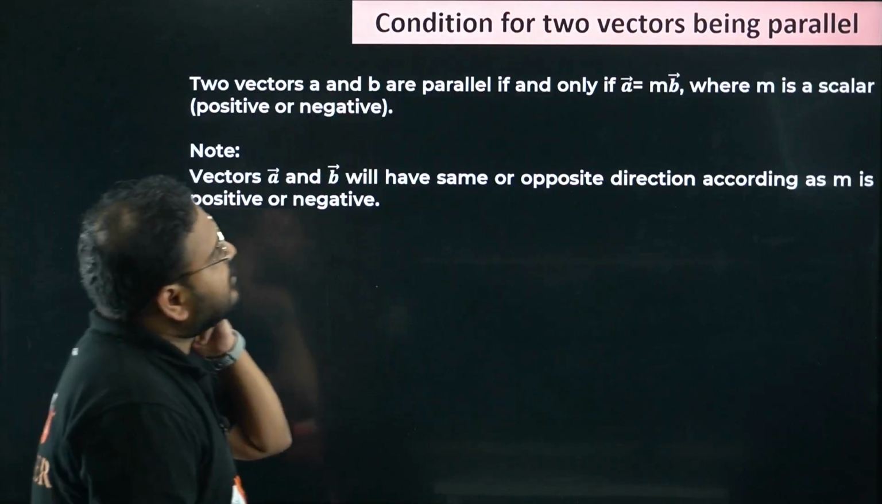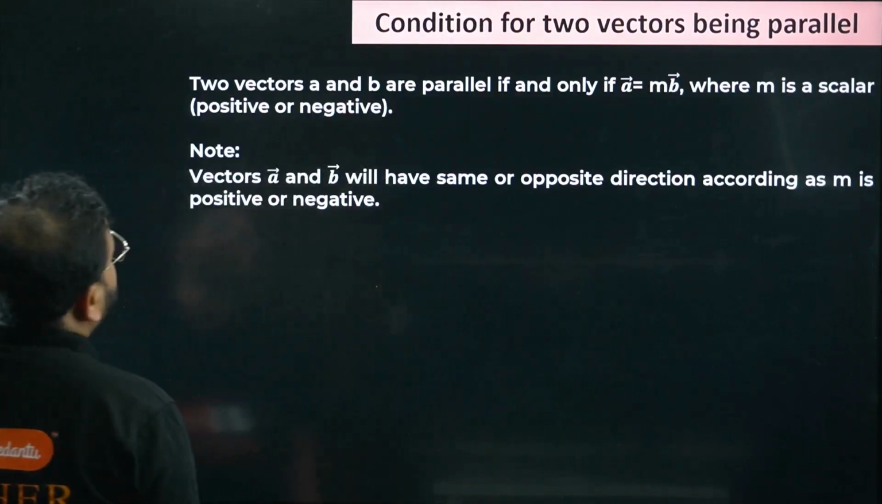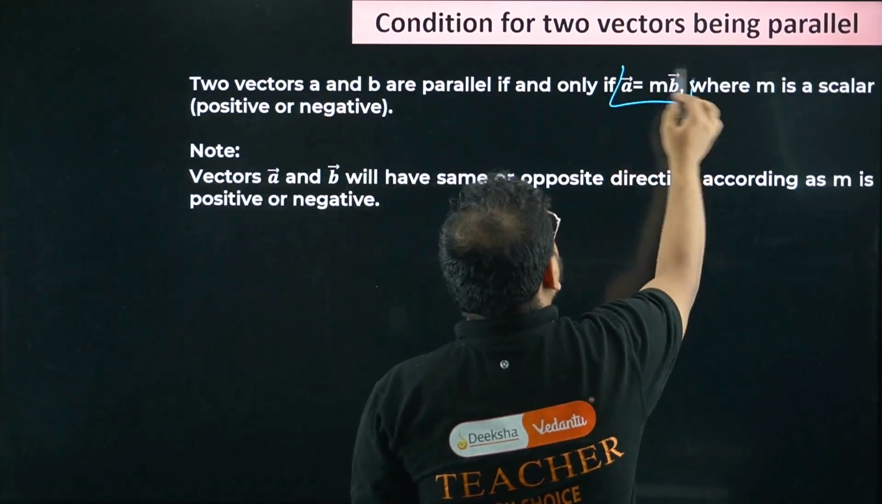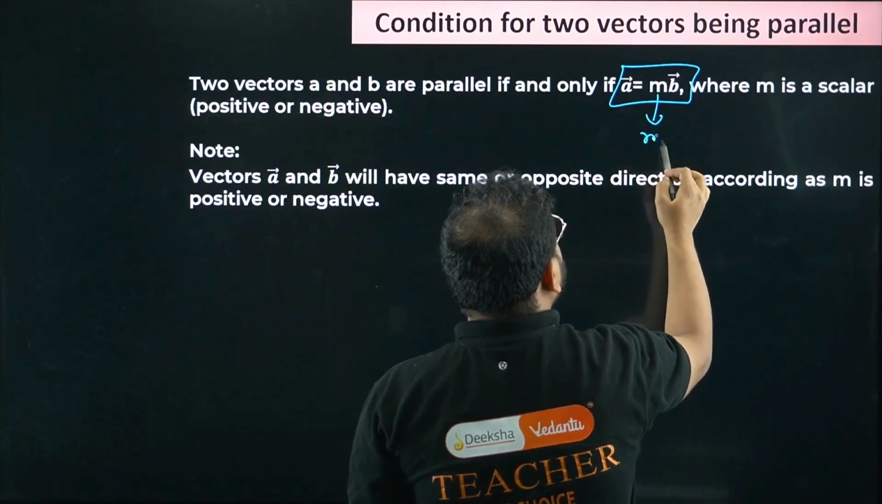Now, the condition for two vectors being parallel. Two vectors A and B are parallel if and only if this condition is verified, where m is a scalar.